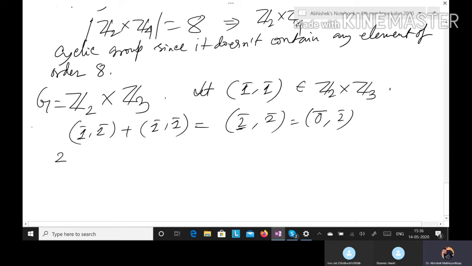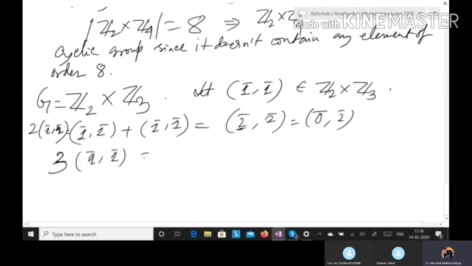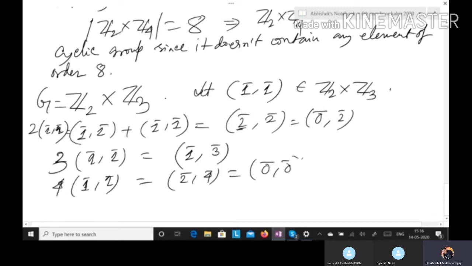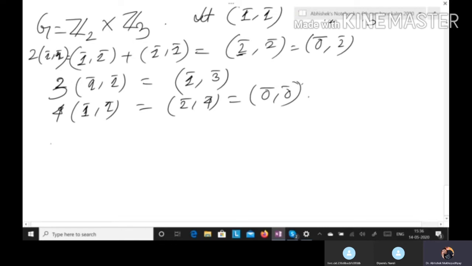So now again, it is 2 1 plus 1 plus. Now it is 3 1 plus 1 plus. Then what will happen? It is 1 plus and it is 3 plus. So this will never be 0 in Z2 cross Z3. So again we need to add it again. So it is 2 plus and it is 4 plus. So now it is 0 plus, it is 0 plus. And this shows that the order of 1 plus 1 plus in Z2 cross Z3 is 4.